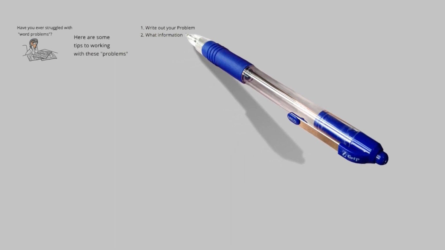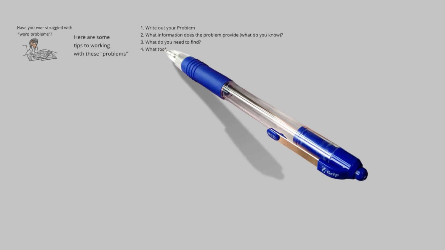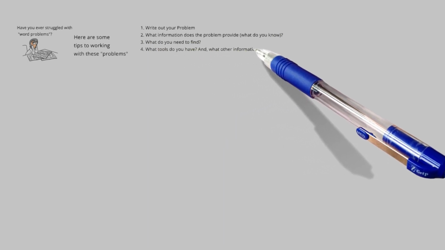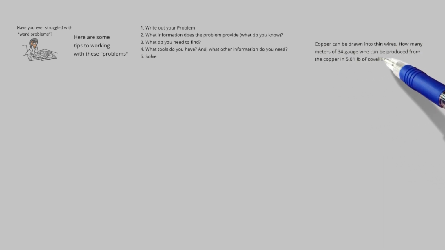First, write your problem out. Know what information you've been provided in the problem. What do you need to find? And what tools do you have? And what other information do you need? And finally, solve. So here's a first problem.